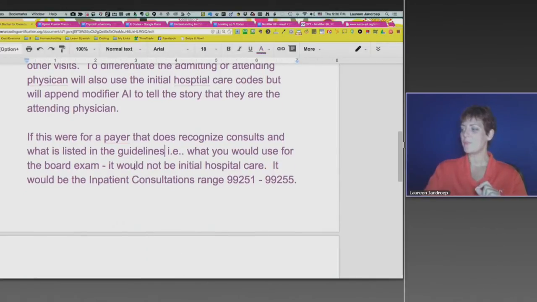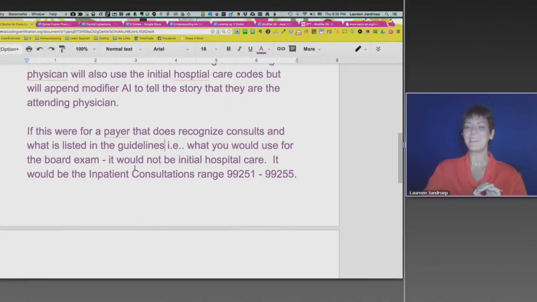So then you wouldn't use initial hospital care codes. You're going to use the inpatient consultation codes, and that's in the range 99251 to 99255.